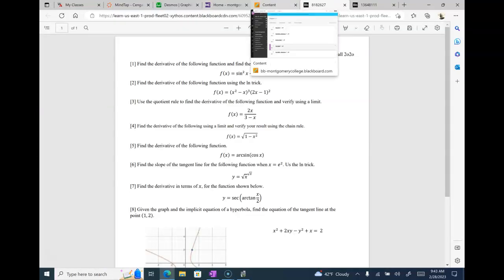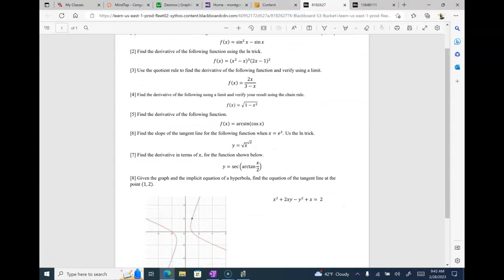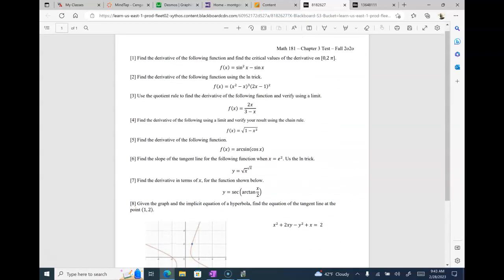Fall 2020. Do not do number 6. So 6 and 11 on the 2019 chapter 3 test from fall, and from fall 2020, do not do number 6. Again, I'll teach you how to do it, but don't bother doing it. It's not going to be on the test.